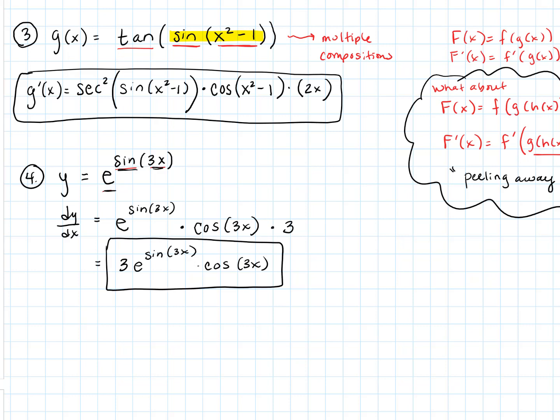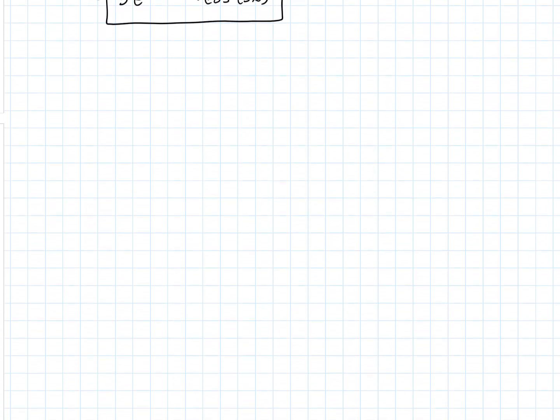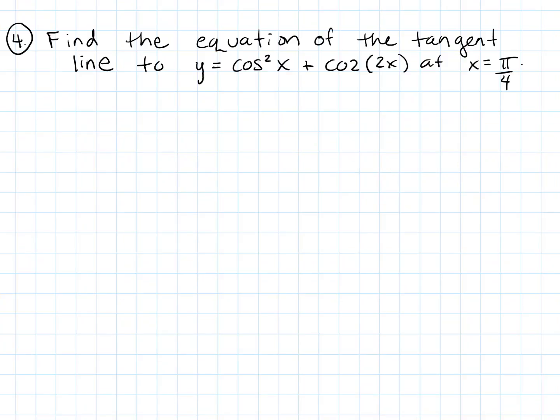Okay, let's just do one last example on this video before we end it out. Okay, so let's wrap up here with this one. Find the equation, and actually since I added one, this is technically our 5th example on this video. So let's find the equation of the tangent line to this curve, y equals the cosine squared of x plus cosine of 2x at x equals pi over 4.